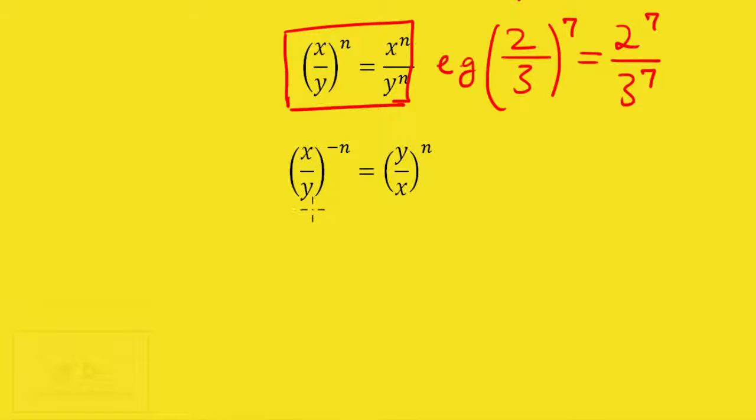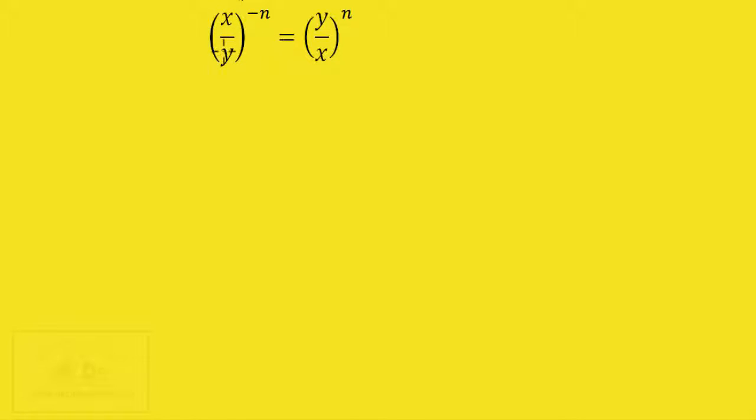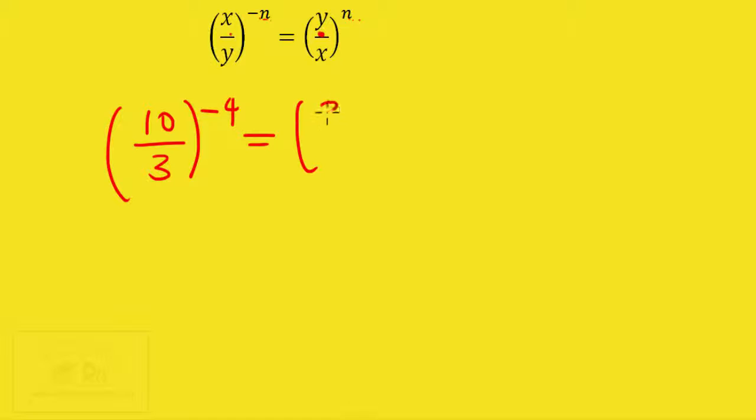And finally, (x/y)^(-n) is equal to (y/x)^n. The fraction here is a reciprocal of this fraction, and vice versa, but the powers have opposite signs. So for example, (10/3)^(-4) is the same thing as (3/10)^4. Take the reciprocal, multiply the power by a minus sign.